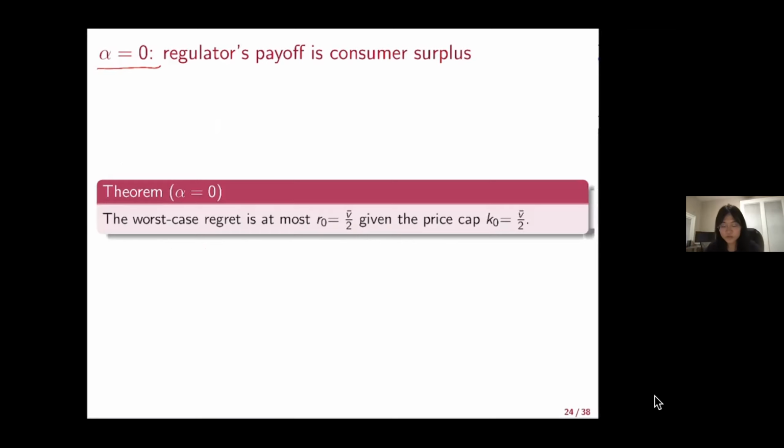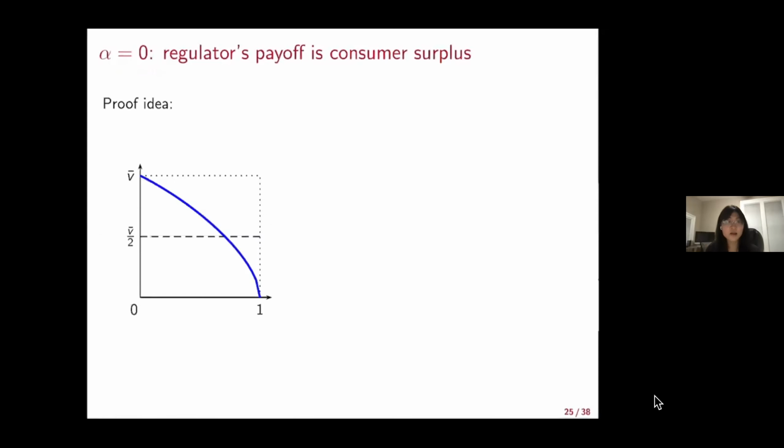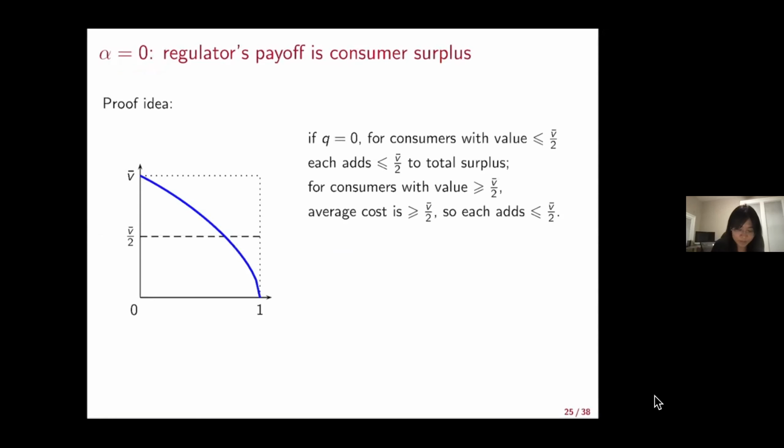Okay, so our first theorem says that if the regulator imposes a price cap K0, which is equal to half V bar, then his worst case regret is at most half V bar. Okay, so this shows that this policy is optimal. Okay. Now, the proof for this result is by revelation principle. Now, suppose that the regulator imposes a price cap at half V bar. Now, consider any demand function you can think about given by this picture.